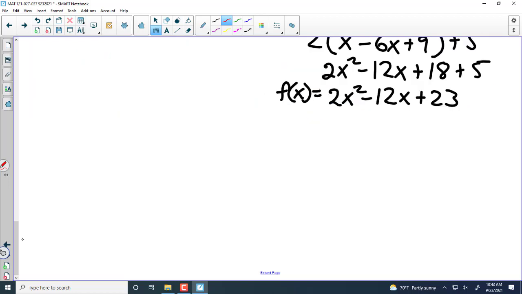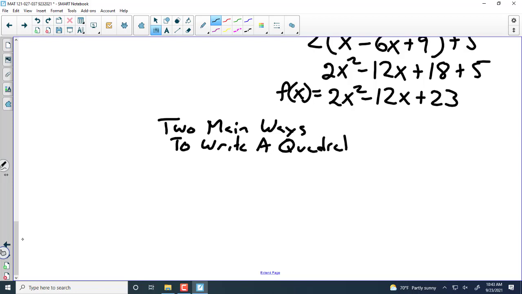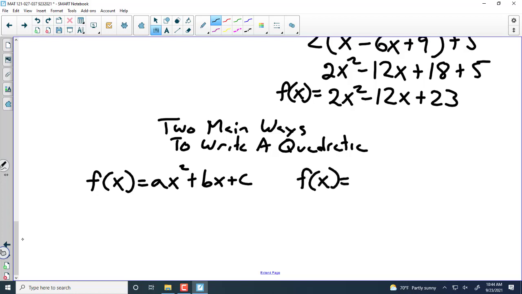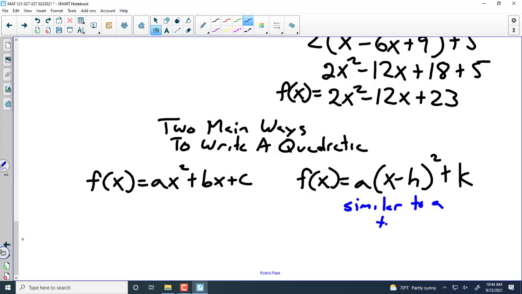So we have two major ways to write a quadratic. One of them looks like this. This is the one we were working with in class last time. The other one looks like this. And this one is similar to a transformation.